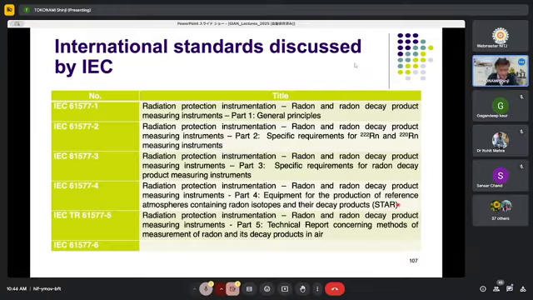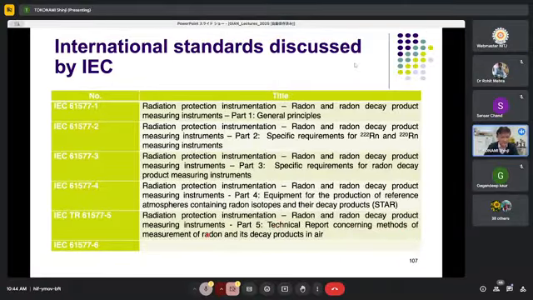We call this equipment a radon chamber. It's common. Part 5, technical report concerning methods of measurement of radon and its decay product in air. We have Part 6, this is under development. It covers passive radon monitor system. This project is initiated by my group.